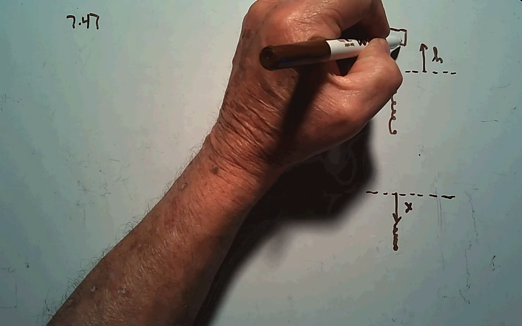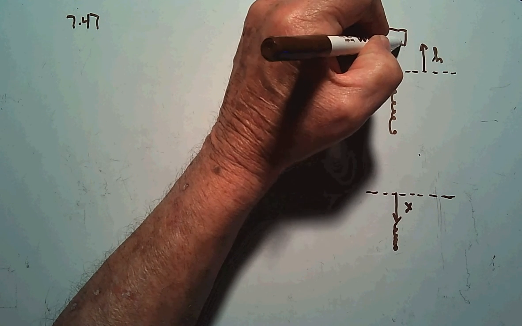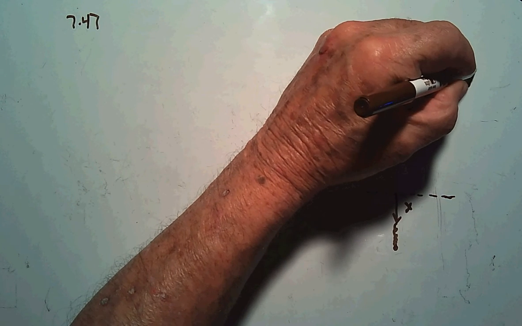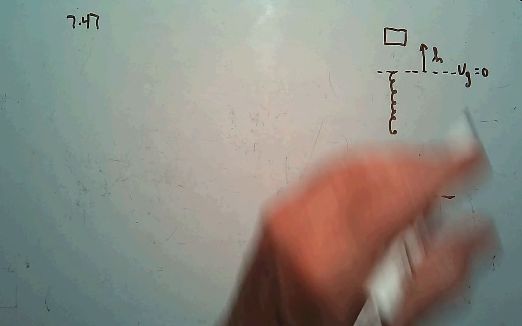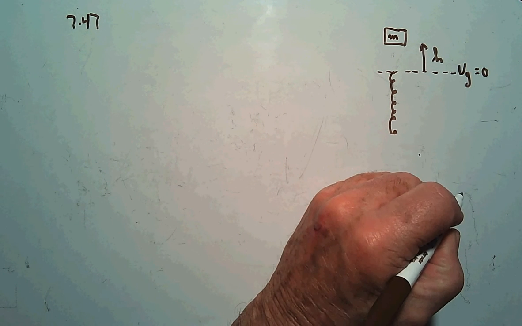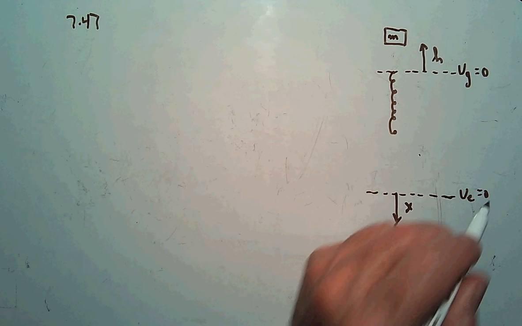Now, this block has potential energy above this point, so I'm going to set U for gravity equals 0 here, so its potential energy is just mgh. It has a mass m. This is going to compress the spring. The spring's going to start out with U elastic, the elastic potential energy, being 0 at this point, but it's going to compress a distance x and gain some elastic potential energy.